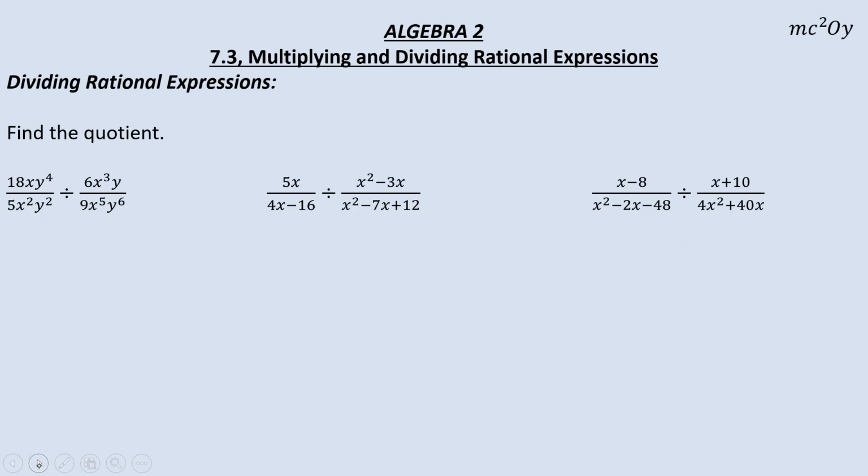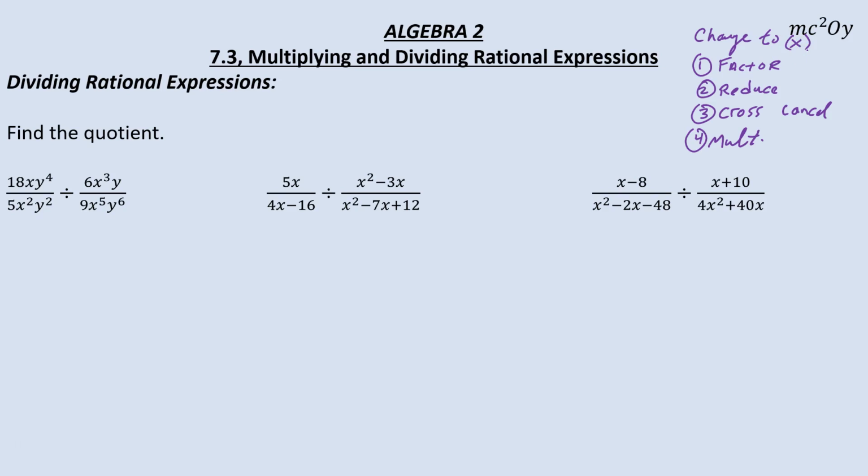Dividing really is similar to multiplying. All you have to do is change it to multiplication first. So your rules still apply. I mean, you're still, number 1, factor. Number 2, reduce. 3, cross cancel. Okay, and then 4, multiply. But before you can do any of that, change to multiplication. Change it to multiplication first.